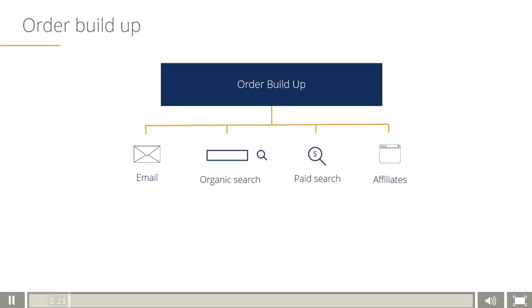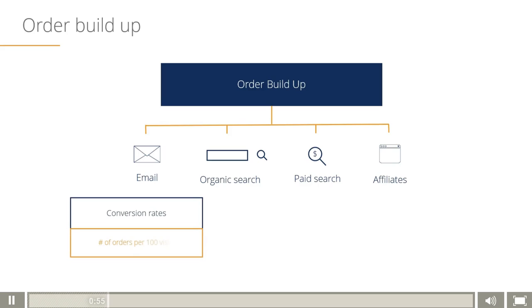It has an email that it sends out to existing customers. It has organic search that drives traffic to the site, paid search that pays for traffic to the site, and affiliate marketing, which is also a paid form of traffic. There are many more channels than this, but this would be a typical breakdown of a normal e-commerce business. This is how we are going to build our model.